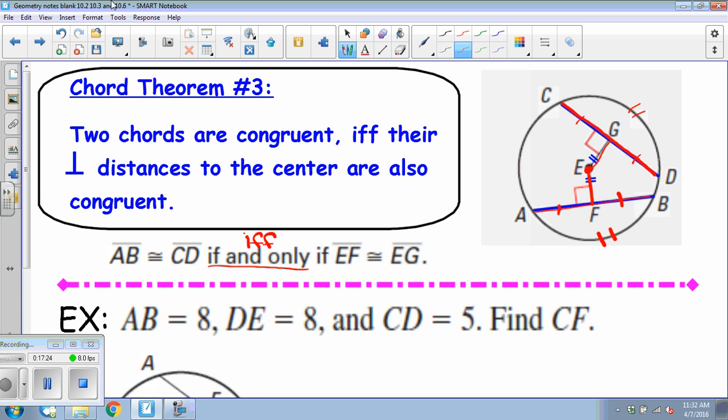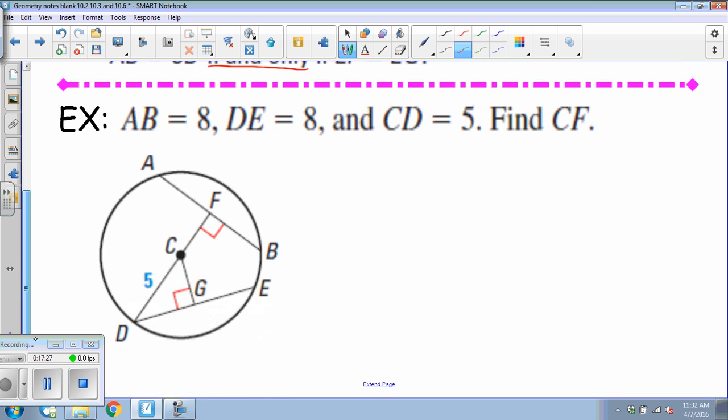So let's look at an example now. First thing I'm going to do is write in the information that they give me. They tell me that AB is equal to 8, so from here all the way to here is 8. DE is equal to 8, so here to here is 8.